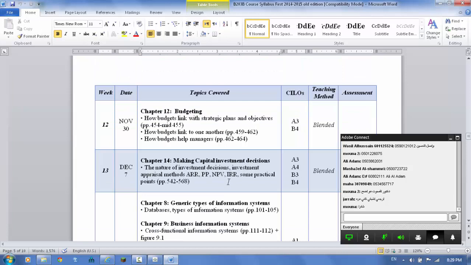Also, in chapter 12, the budgeting subject will be discussed in the financial book. Okay, and we will see in budgeting what are the major ideas in budgeting and how can we decide what is the best way of budgeting our business.